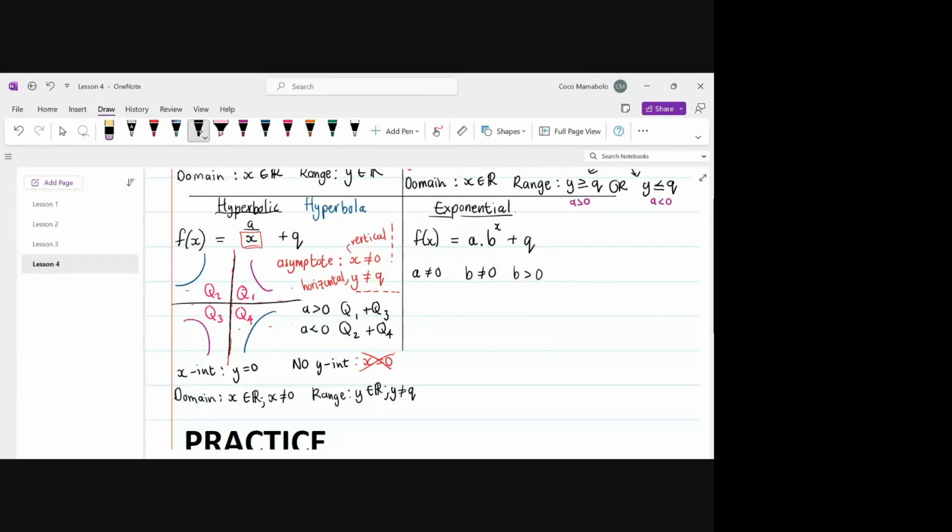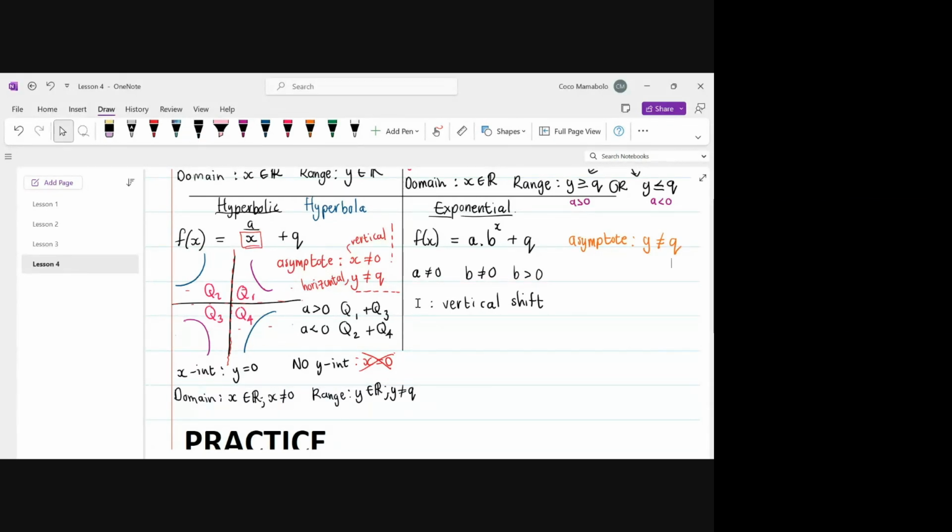All right, we also still know q is our vertical shift, but q is also something very important in this particular graph. q is our asymptote. The exponential graph also has an asymptote of q. Asymptote: y cannot equal q. So that's also very, very important. We need to remember that.